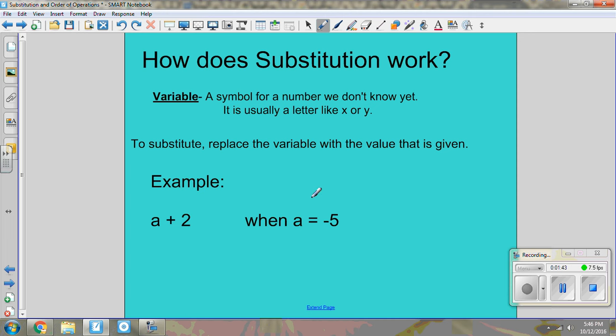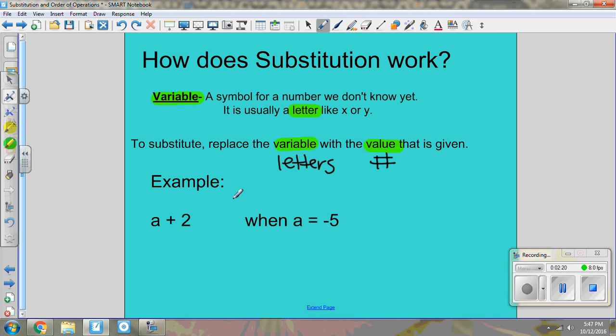So let's talk about how substitution works. In substitution, we always are working with variables. And a variable is the term that we use for a symbol for a number that we don't know yet. Usually, it's a letter, like X or Y. When we substitute, we replace the variable with the value that is given. And remember, our variables are going to be our letters. So write that in your notes. And then the value is going to be that number that's given.